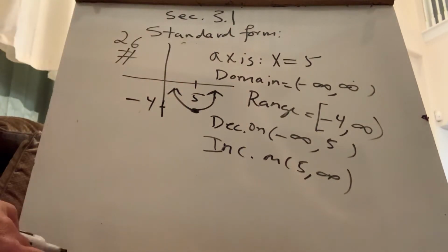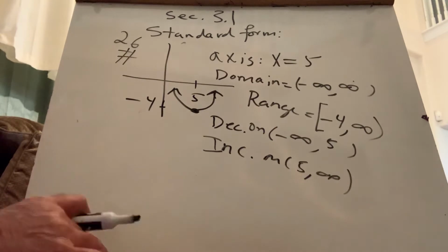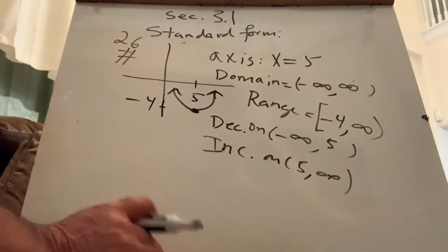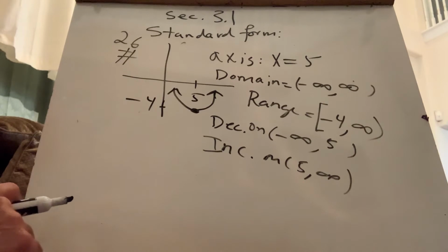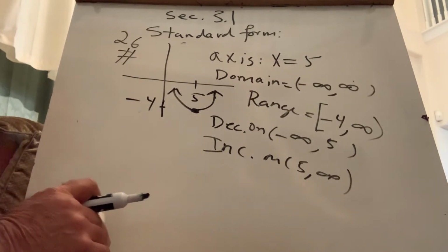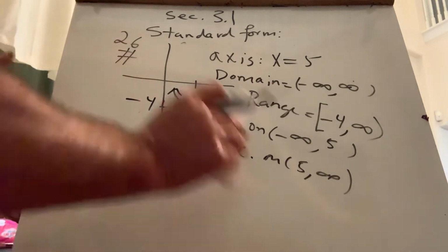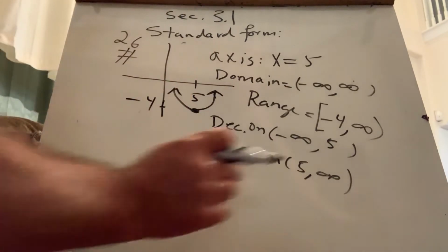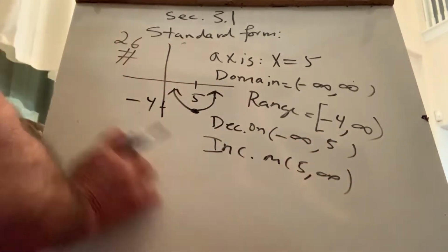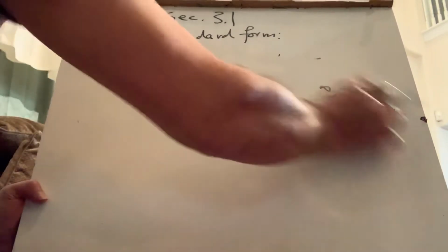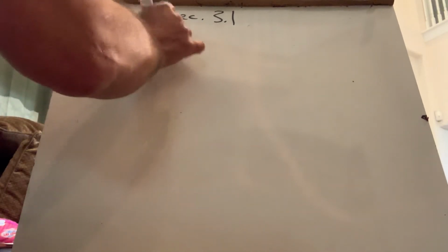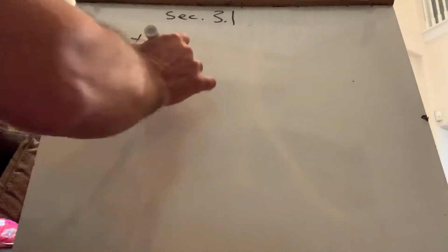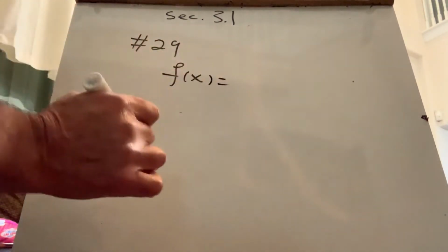Now, the next one the student is asking about is 29. It's the same question, we have to answer all the same parts, except that the function is in general form. Let me quickly remind you of how we find the vertex for the general form, because that's the only difference between standard and general form. Let me go ahead and take this off. So now, in number 29, we're given the function f of x equals x squared minus 2x plus 3.